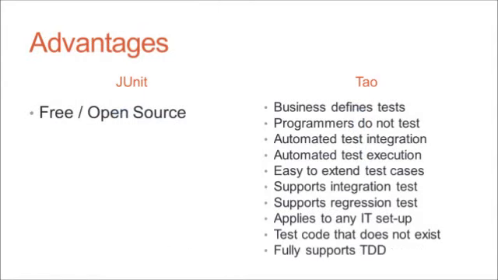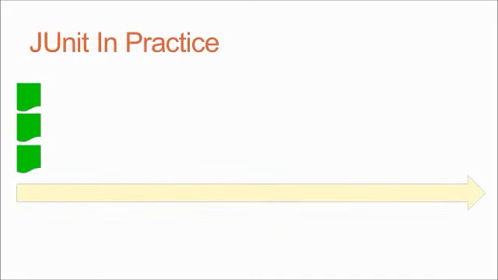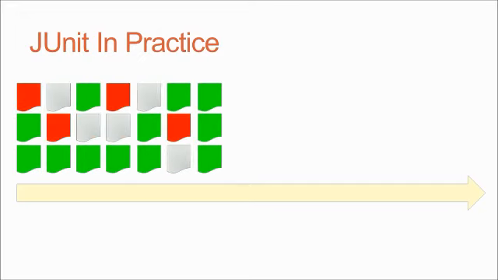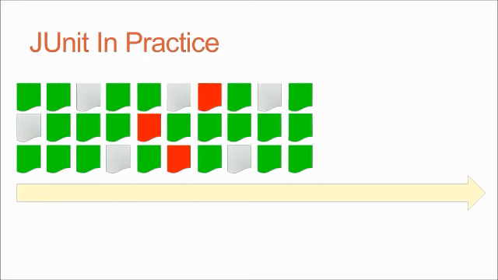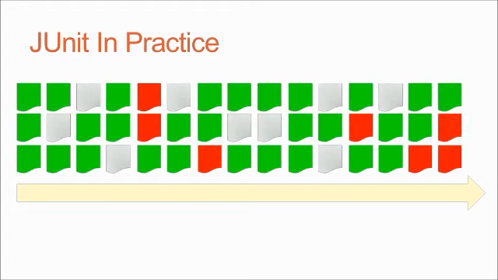The disadvantages are a reflection of the advantages. In other words, Tao, unlike JUnit, is not free open source software. Similarly, JUnit forces the programmer to define the tests, to do the testing, and to manually integrate the tests. Although the programmer may have commitment using JUnit in the early stages, in practice, as project increases pressure for deliverables, the cost of continually maintaining JUnit tests become hard to justify. Consequently, the IT project teams start to compromise and negotiate the JUnit tests individually.